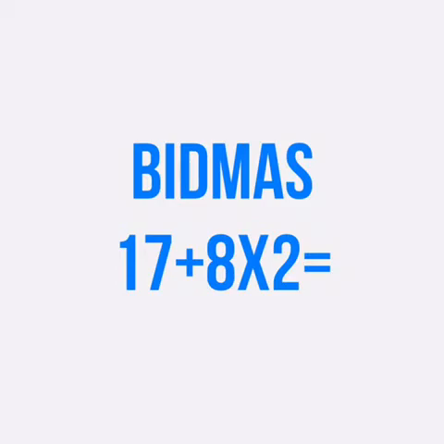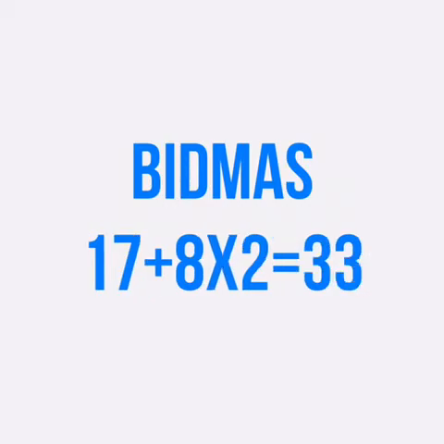Now, I've just got the addition and subtraction left. There's only addition there, so we're going to work from left to right. 17 plus what we've already calculated, 16. 17 plus 16, quick calculation, that gives me 33. And that's the correct answer because I've followed BIDMAS correctly.